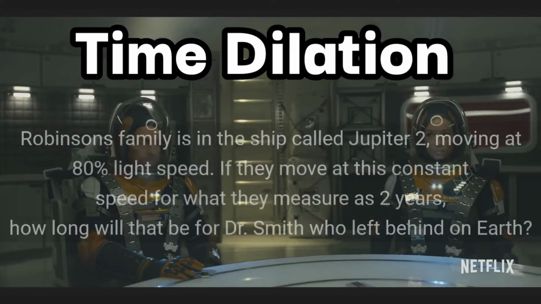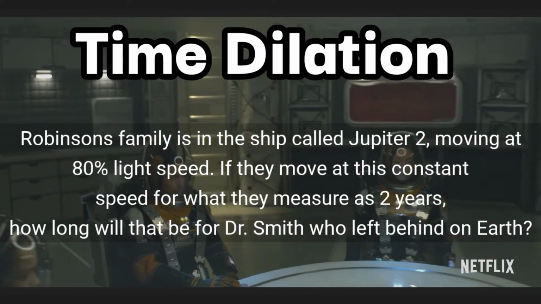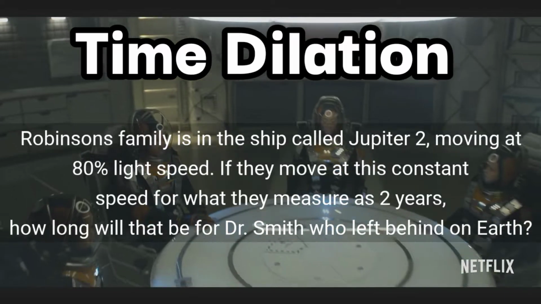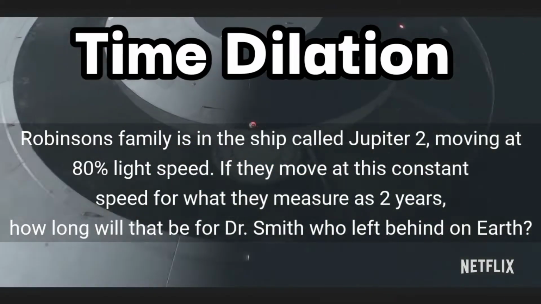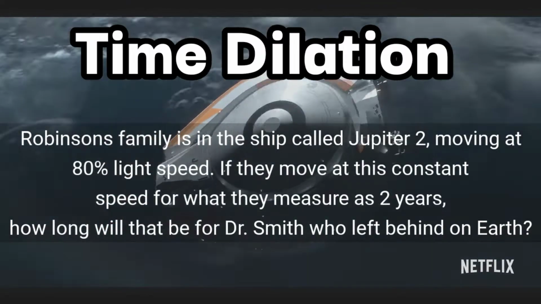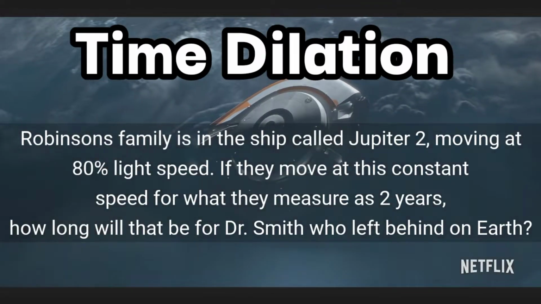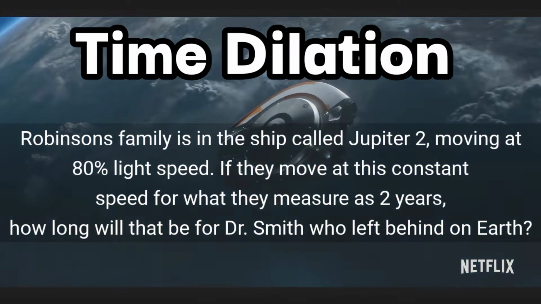Let's say Robinson's family is in the ship called Jupiter 2, moving at 80% light speed. If they move at this constant speed for what they measure as 2 years, how long will that be for Dr. Smith who was left behind on Earth?